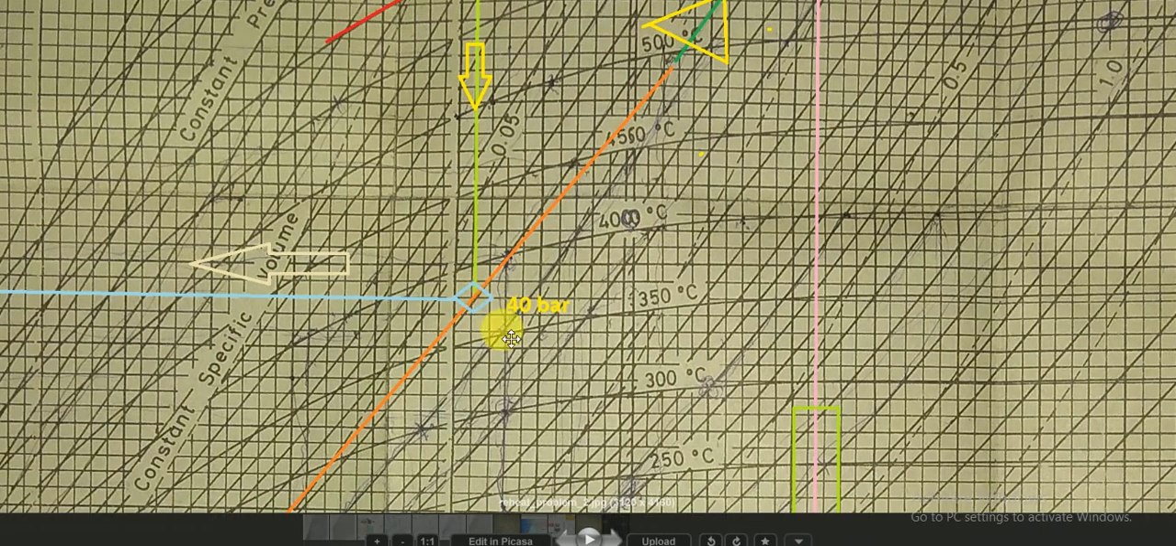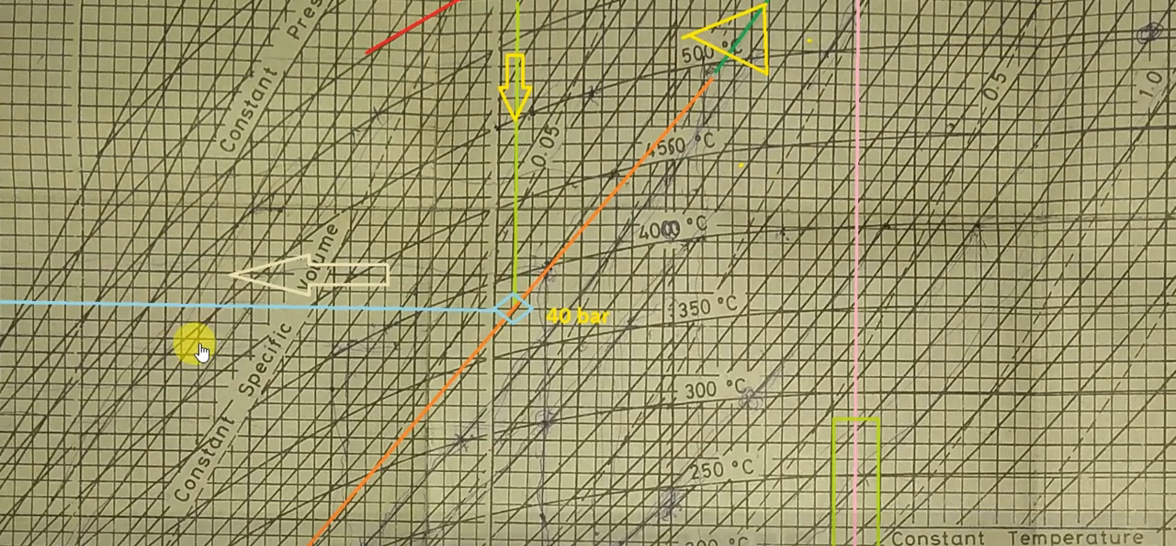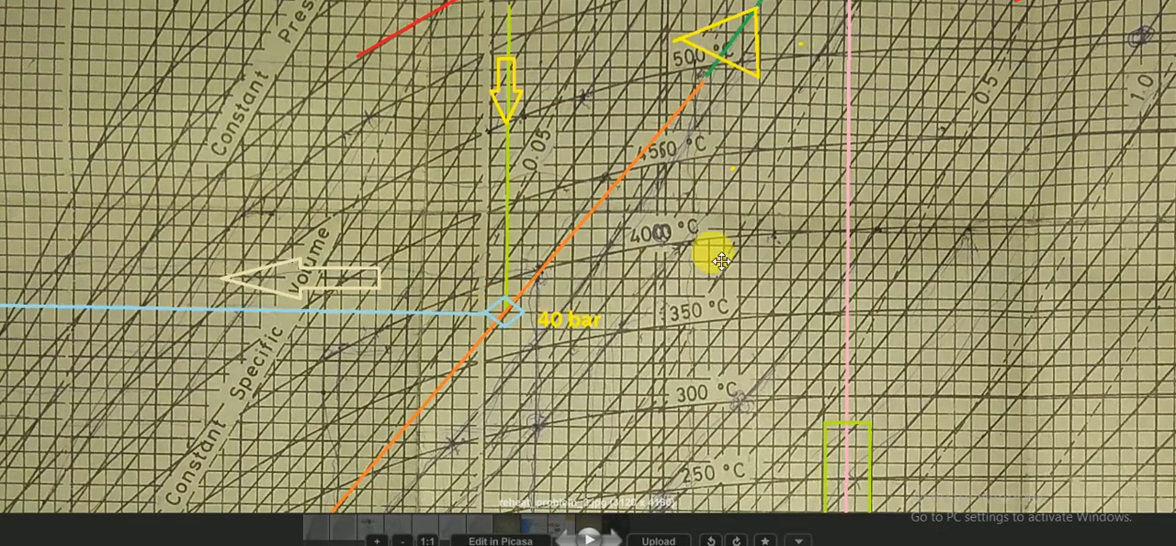This is your point. Now move to the left or the right, both are the same. I am moving to the left. What is the value? Each graduation represents 20 kilojoule per kg. So 20, 40, 60. So 3160 is our H4. You note down the value of H4.